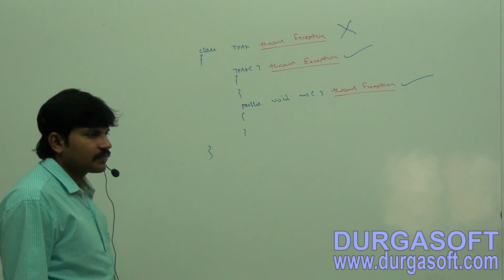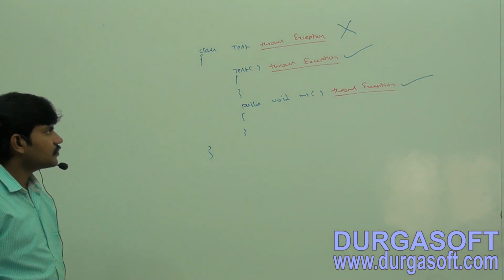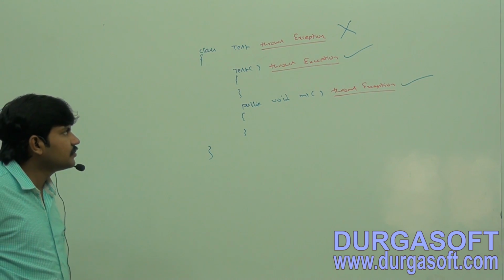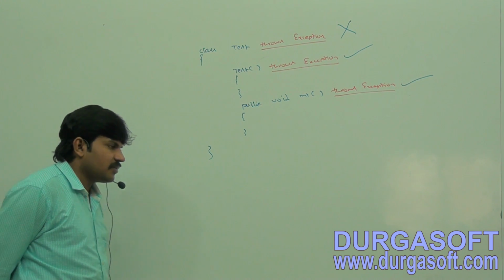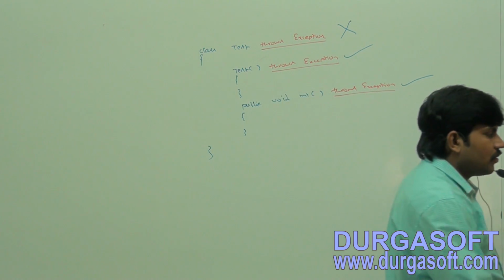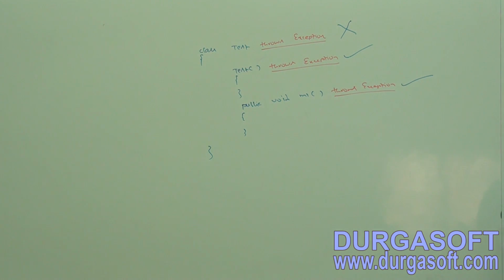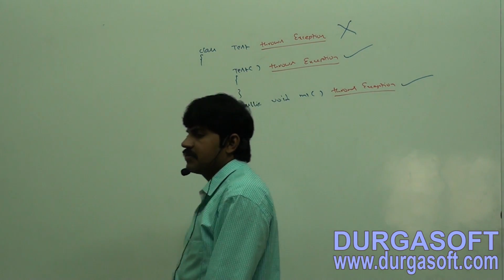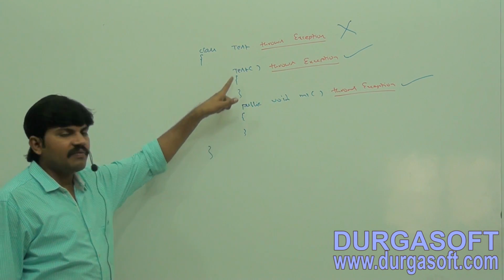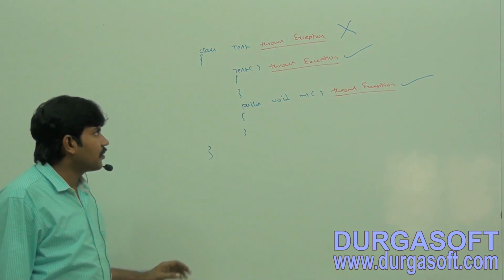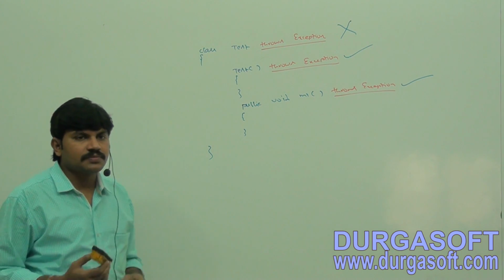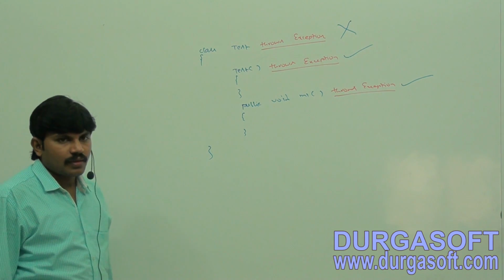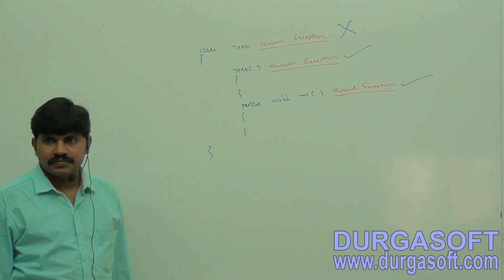Okay, take this example. Class Test throws Exception. Test constructor throws Exception. Public void M1 throws Exception. So at method level and constructor level, we can use the throws keyword, but for class level, we can't use it. I hope that's clear. Case 1.